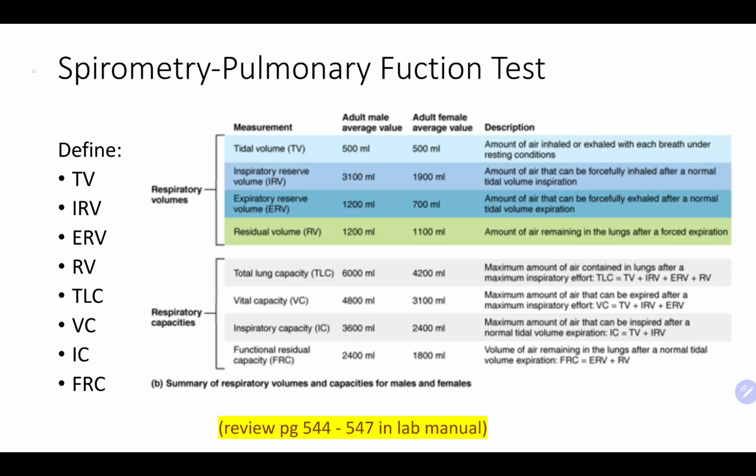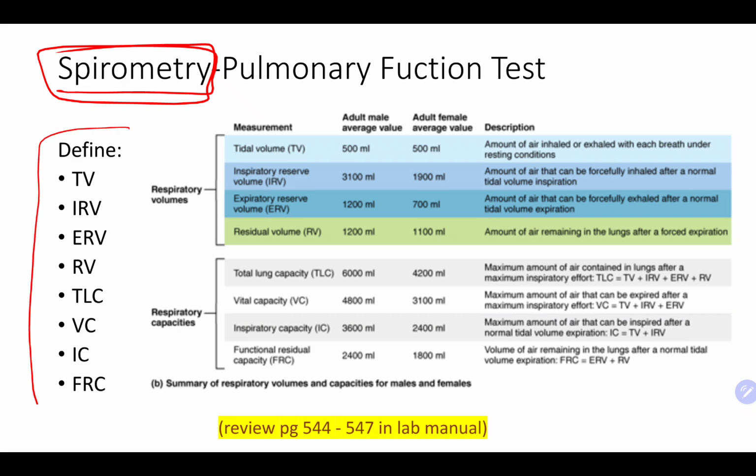Now, spirometry. Understand what spirometry is. We did that spirometry test using the spirometer. Spirometry is basically a pulmonary function test to test the function of your lungs, the health of your lungs, essentially. So be able to understand what these values are, especially tidal volume, inspiratory reserve volume, expiratory reserve volume, residual volume, total lung capacity, vital capacity. Those are the ones we really talked about. You've got to remember what they are and how to calculate them.